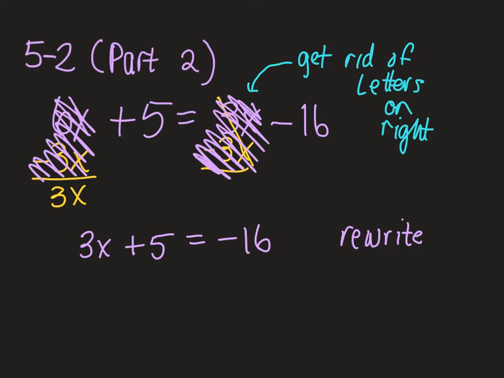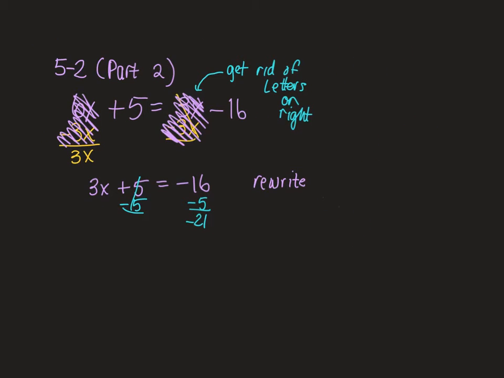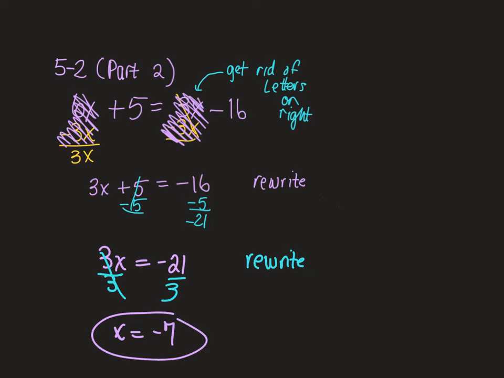Now, this should look familiar. I sing the song minus 5, cross out, what's my answer? And guess what I do again? I do my rewrite step. So I have to rewrite twice. 3x equals negative 21. Divide by 3, cross out, what's my answer? x is equal to negative 7, and I'm done.